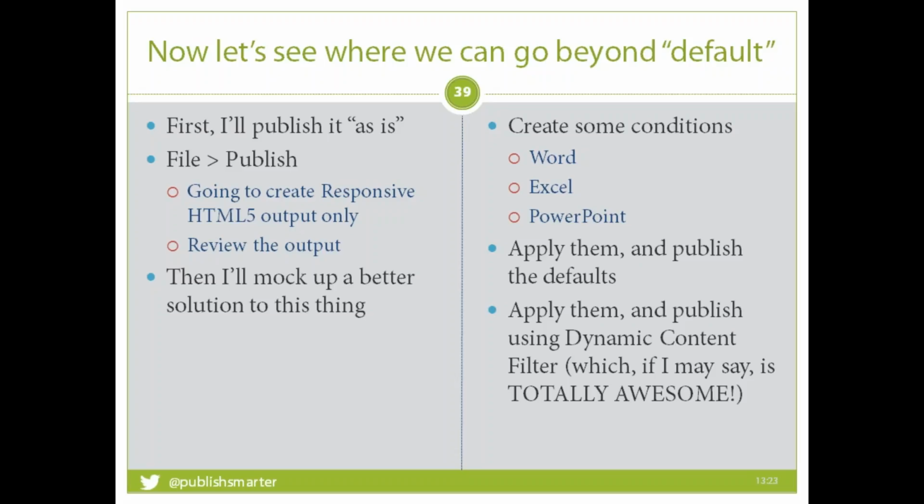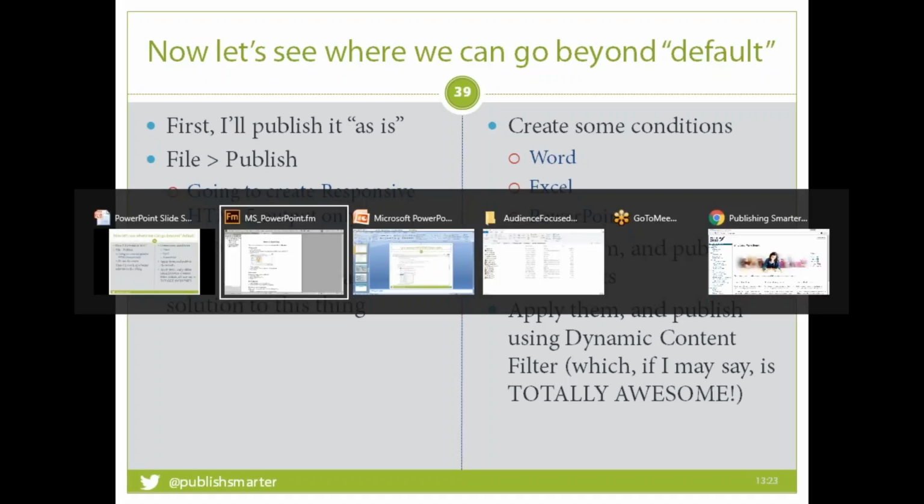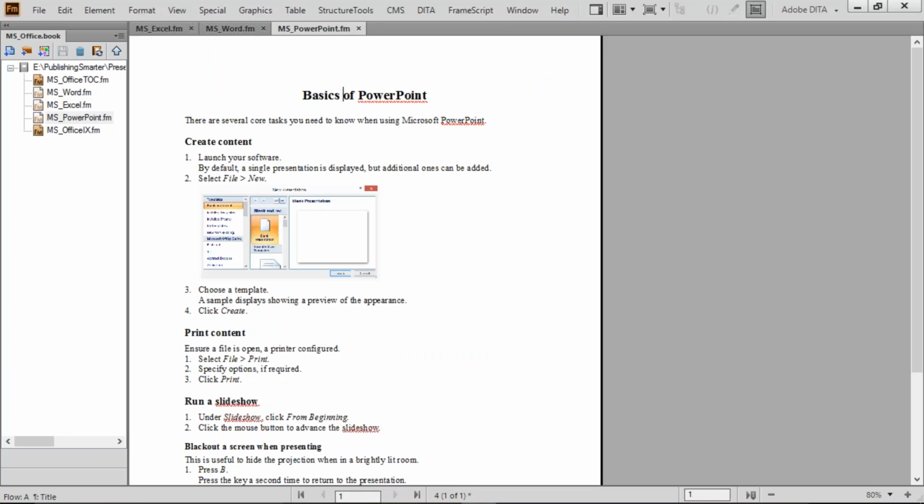Again, the Word, Excel, and PowerPoint material, I'll apply them to the materials and publish, and then you're going to see the dynamic content filter. It is totally awesome. It is such a cool feature because that's the point where the audience can come along and say, just show me Word, Excel, PowerPoint. And on the fly, it changes to show just Word or Excel or PowerPoint. I'll show you that, but first I'll start off with the basics, just so that, again, out of the box you have an idea of exactly what happens.